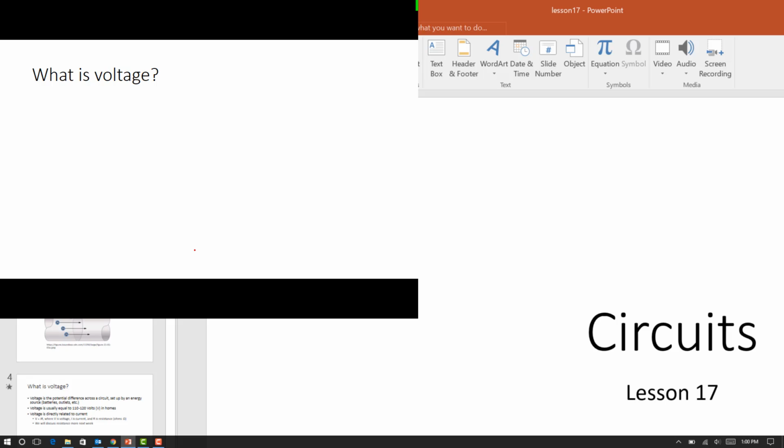That's the amount of current, the amount of charge moving past a point every second. But voltage is a more common concept to interact with when you're talking about electricity. And so voltage is the potential difference across a circuit. It's set up by an energy source. That energy source could be batteries. It could be an outlet in your home.